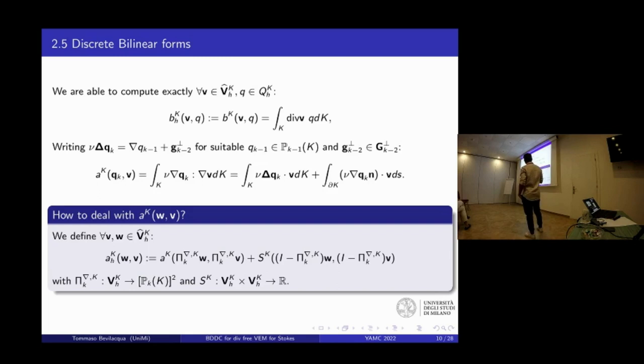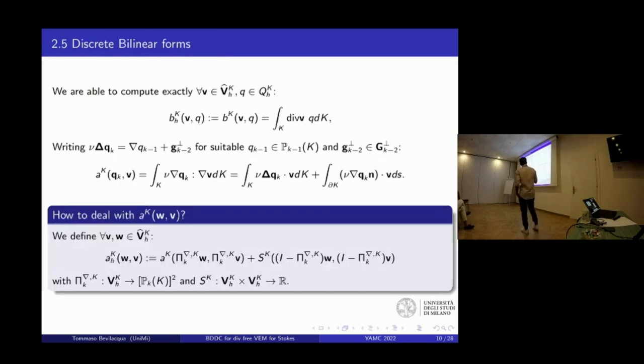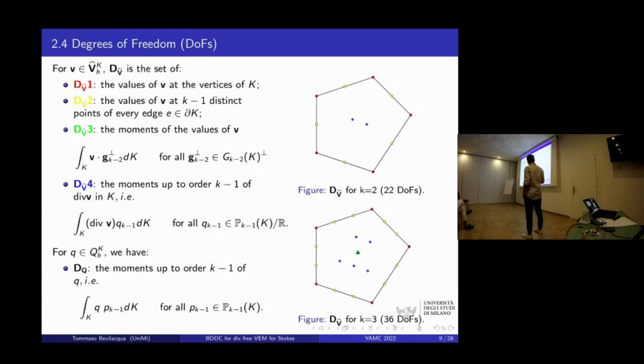The bilinear form B doesn't need any approximation because we can compute this term exactly, starting from the previous degrees of freedom, since we are testing a virtual velocity function against a polynomial of degree up to k minus 1. This is recovered directly from the degrees of freedom, except when q is a constant. But you can use a Green formula, and since your function is a polynomial on the boundary, with these degrees of freedom you can compute the term exactly.